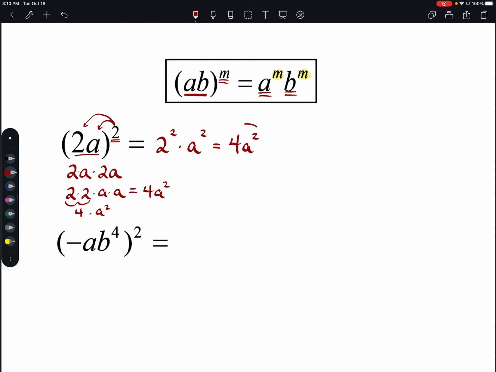Not everyone is going to see it the same way, so the important thing to recognize is how you see it, and hopefully we can just be consistent and use whichever method you see. So let's look at the next one.